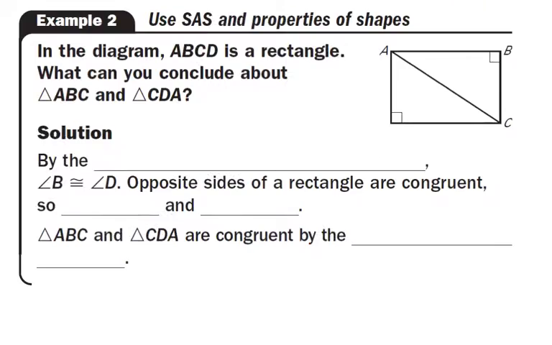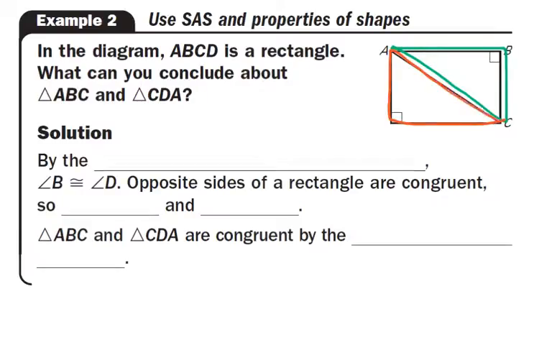All right, in the diagram, ABCD is a rectangle. So all the stuff you learned in elementary school about rectangles is true. Opposite sides are congruent, the corners are right angles. What can you conclude about triangles ABC and CDA?